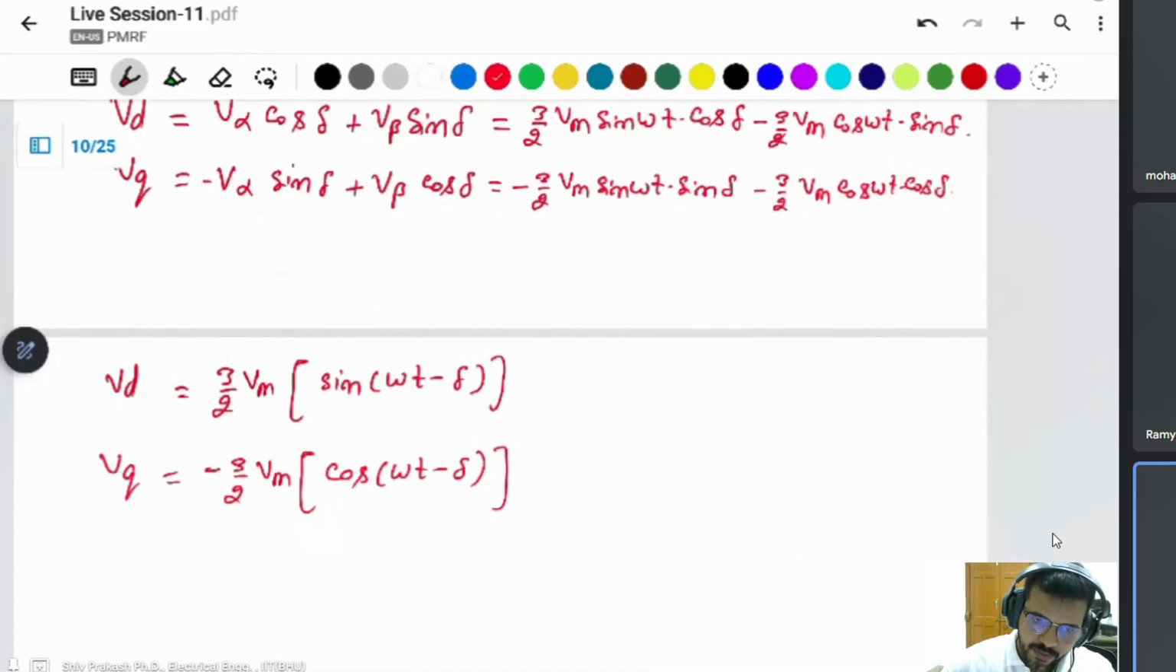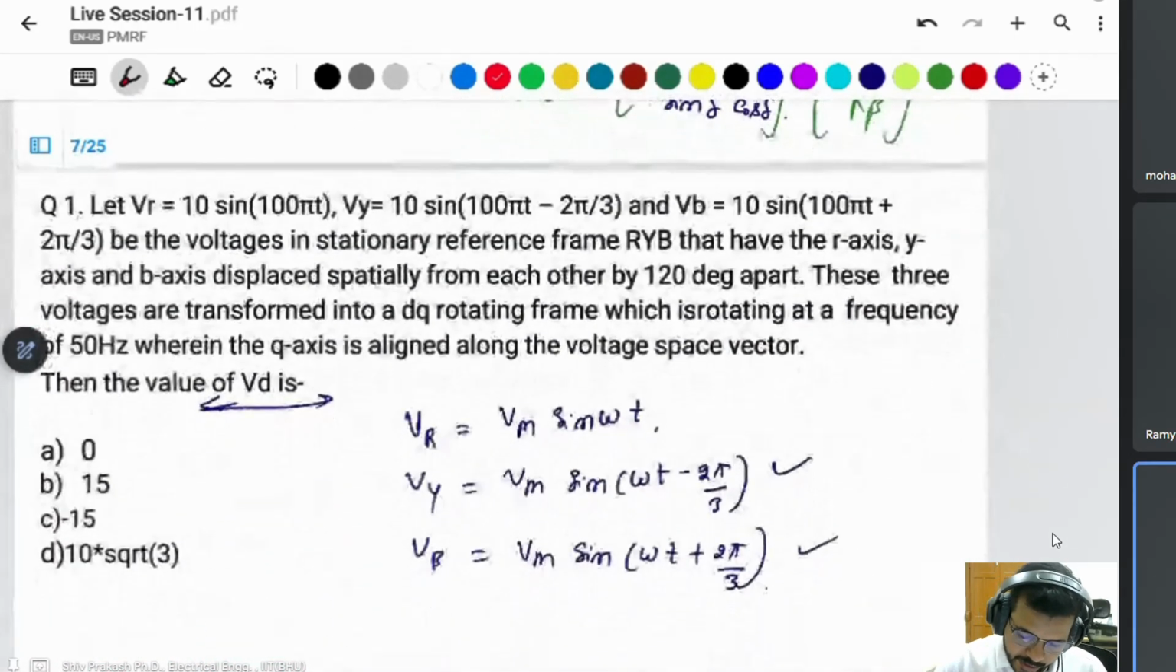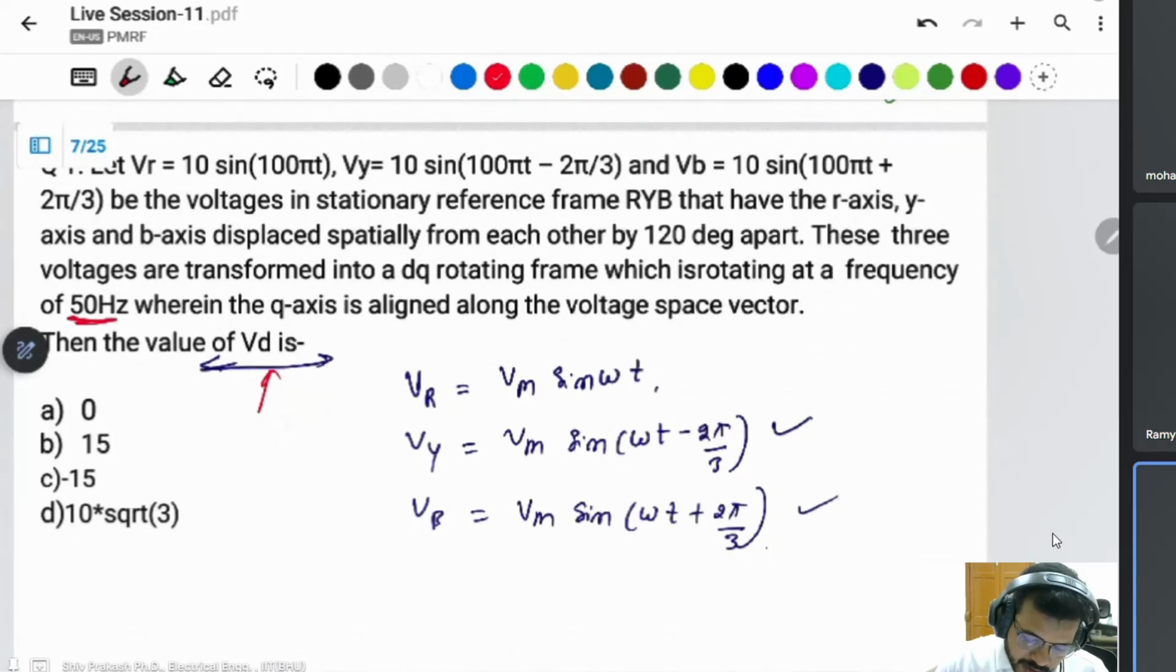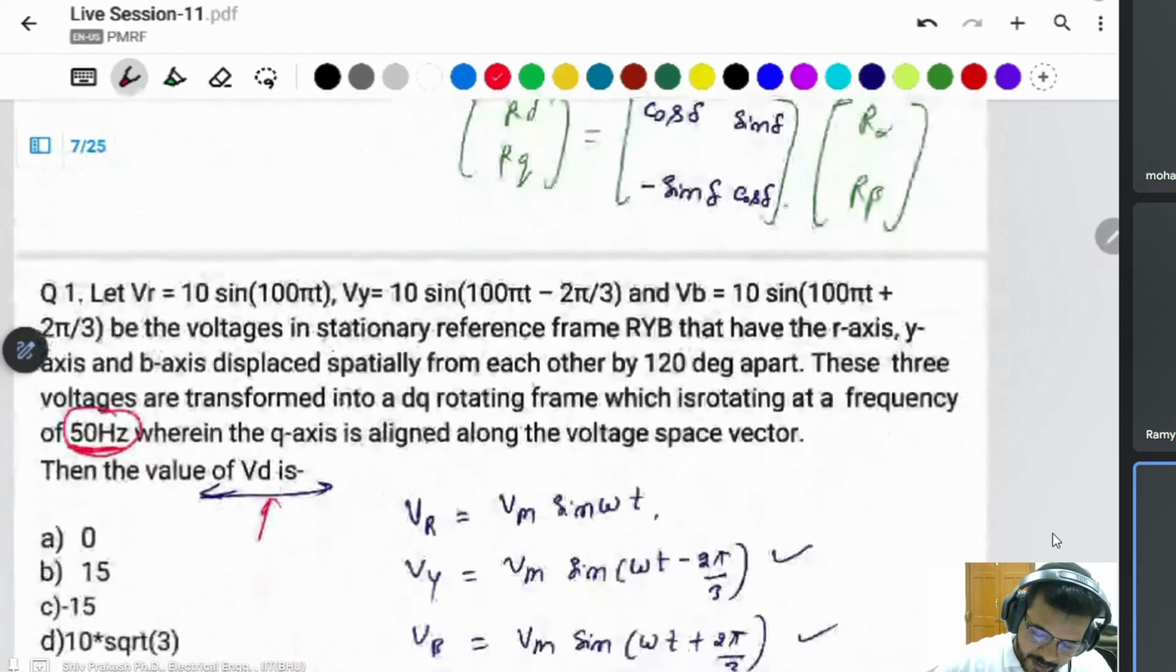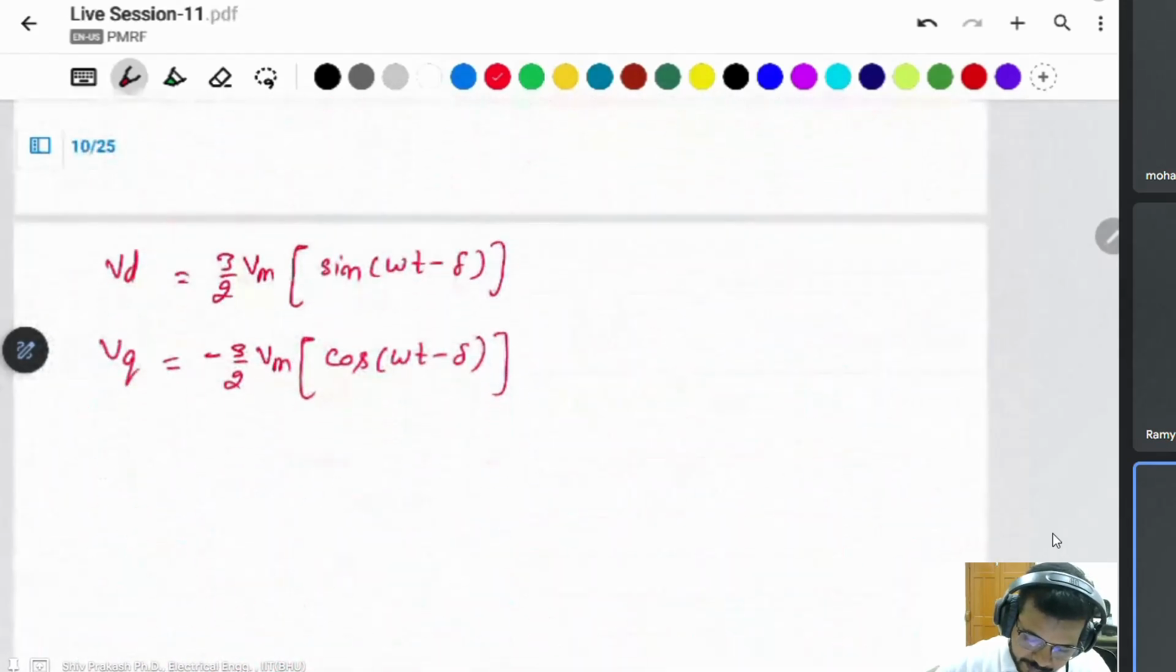Okay, so the question is asking for Vd. The three-phase 50 hertz supply is aligned to the voltage space vector. Its frequency is given as 50 hertz, the same frequency. You know omega t is del, and the frequency is given as 50 hertz. Then 2 pi times 50 times t is equal to, sorry, 100 pi t. Del is equal to 100 pi t.